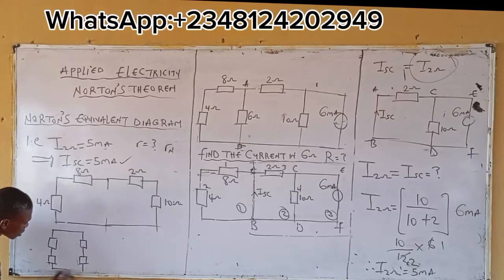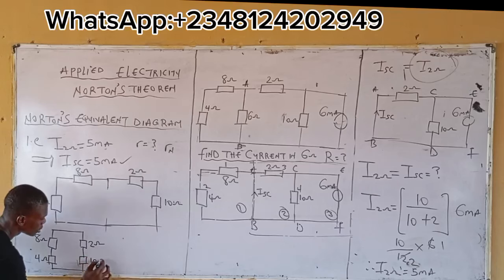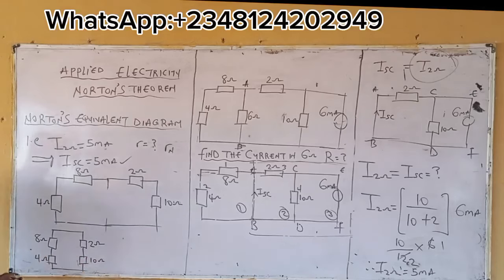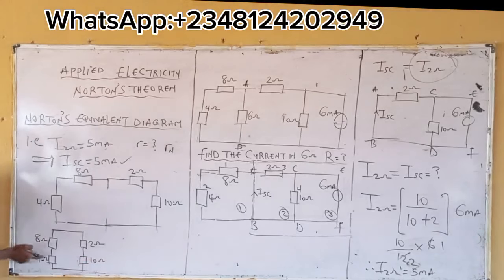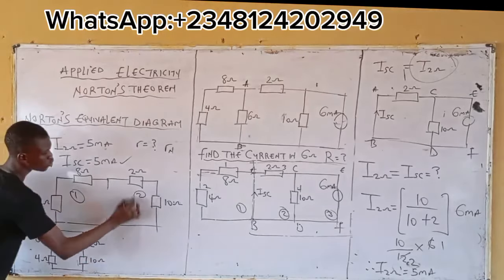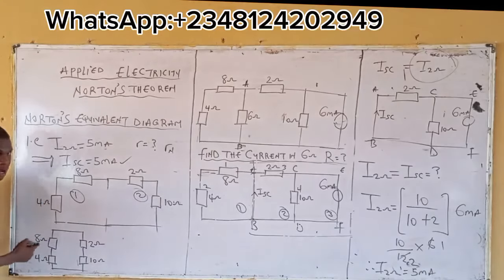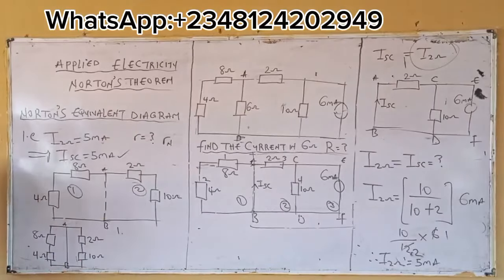This is 8 ohms. This is 4 ohms. This is 2 ohms, and this is 10. This and this are in series. Call this one, call this two. One is in series, two is in series. One and two, they are parallel.